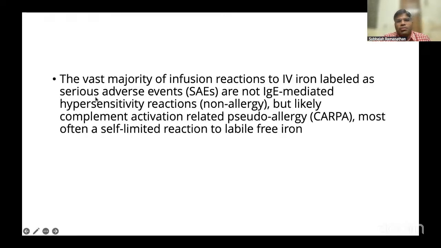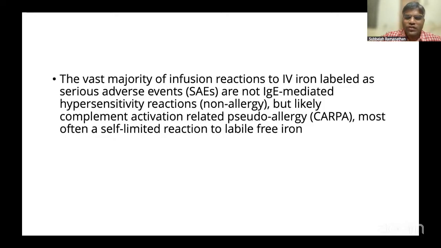The important takeaway point for today is that the vast majority of infusion reactions once we administer IV iron are labeled as serious adverse effects in most settings. The moment the patient has chills, tachycardia, or some breathlessness, it's labeled as a severe adverse event. But actually, they are not IgE-mediated hypersensitivity reactions. They are called CARPA, complement activation-related pseudoallergy, a self-limiting reaction to the labile free iron.